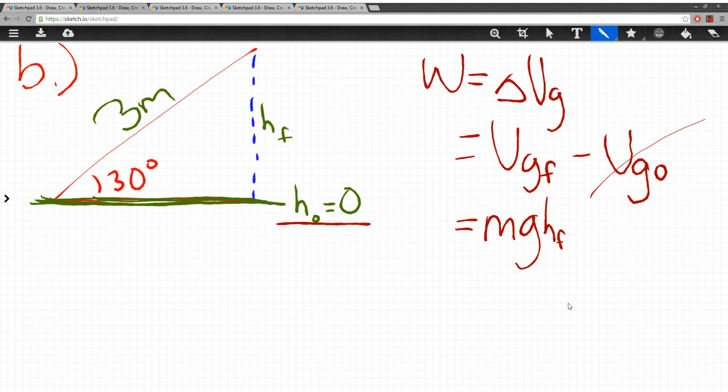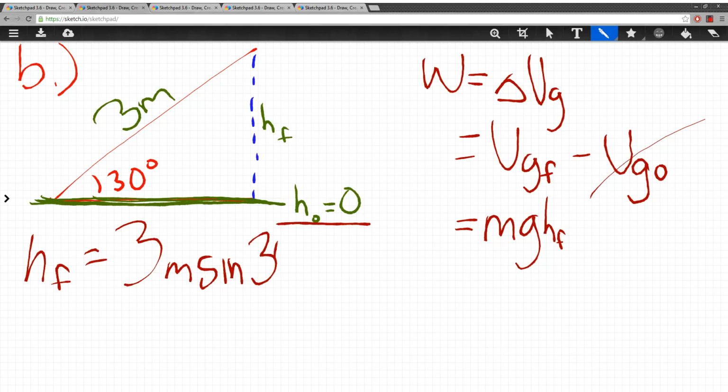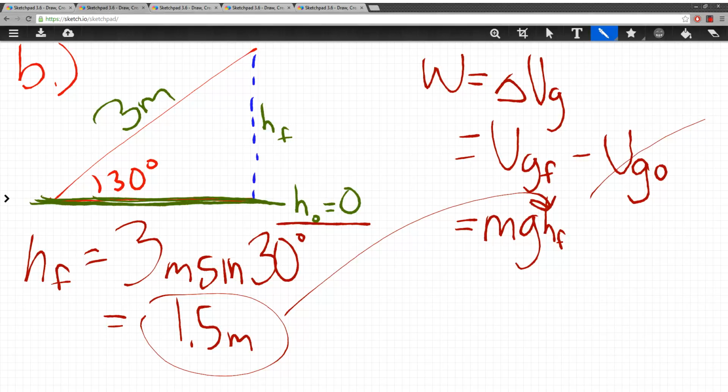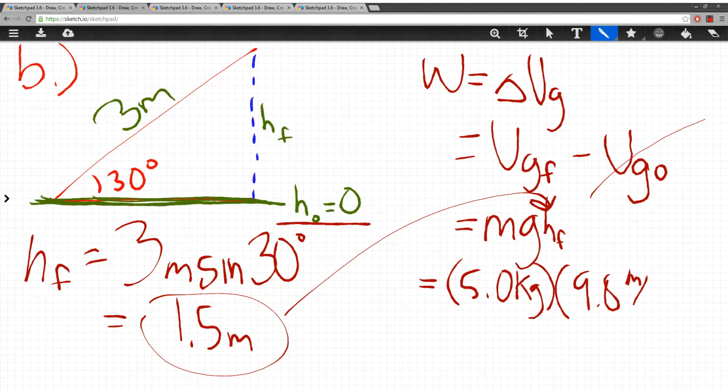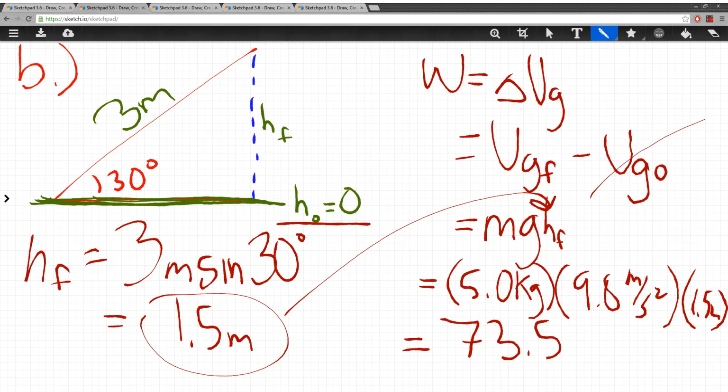like the hypotenuse of the triangle. So to solve for the height, it's really easy. Just do 3 meters times sine theta, which is 30 degrees, and then you should get 1.5 meters. And then this is the height that you plug back into this equation over here. So you have 5 kilograms and 9.8 meters per second squared times 1.5 equals 73.5 joules.